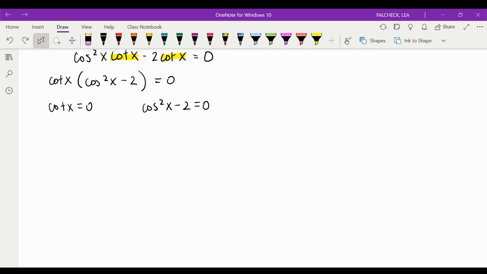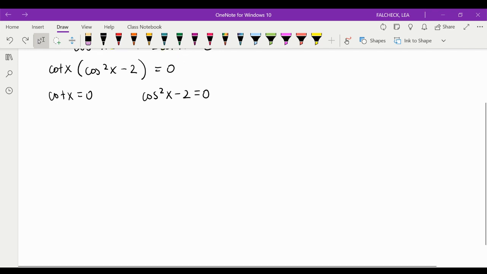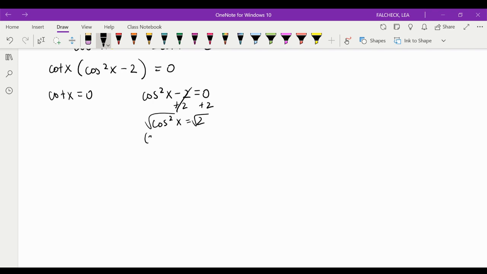Okay. So with cosine squared x minus 2 equals 0, let's go ahead and add a 2 to both sides. I would like to isolate the cosine of x. So I've got cosine squared x equals 2. I'm going to square root both sides. Remember, because this can really be rewritten as that, right? Don't get confused, though. So I've got the cosine of x equals plus or minus rad 2.